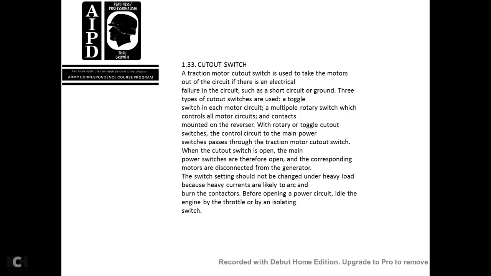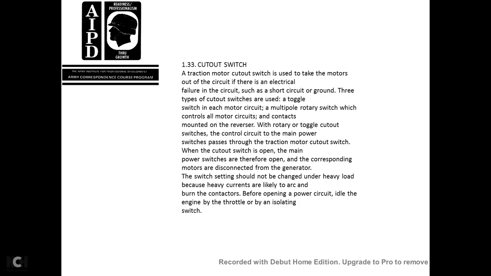133. Cutout switch. The traction motor cutout switch is used to take the motors out of the circuit in case of electrical failure in the circuit, such as a short circuit or ground. Three types of cutout switches are used. A toggle switch in each of the motor circuits. A multi-pole rotary switch which controls all motor circuits. Contacts mounted on the reverser.